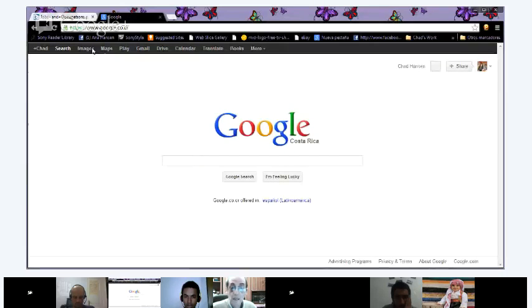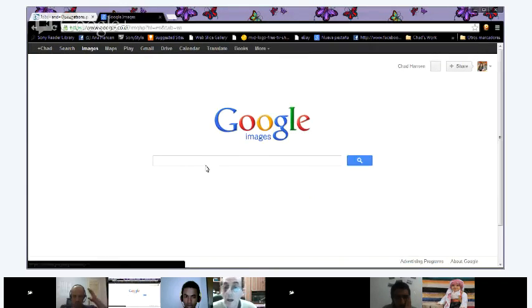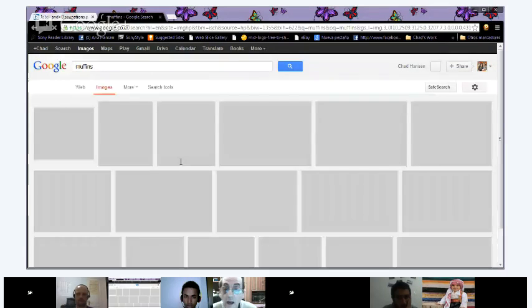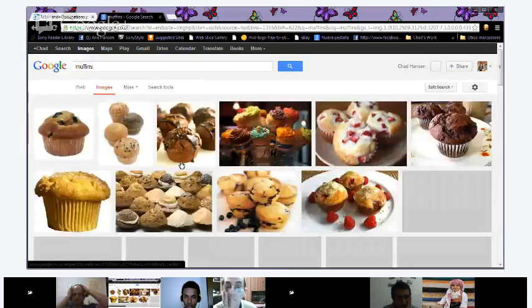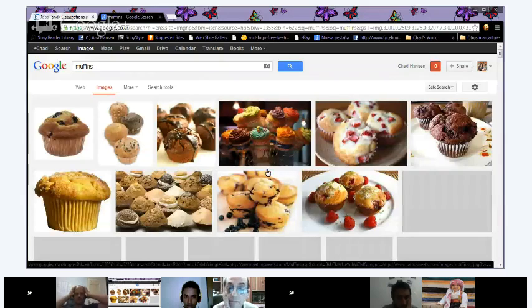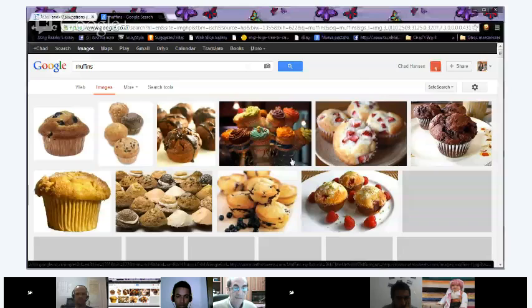Okay, muffins are sort of similar to cupcakes. But usually a muffin has maybe some fruit on it. So yes, this would be a muffin. Okay, so bread that has some fruit inside of it. This has some raisins, blueberries. These are what are called muffins.